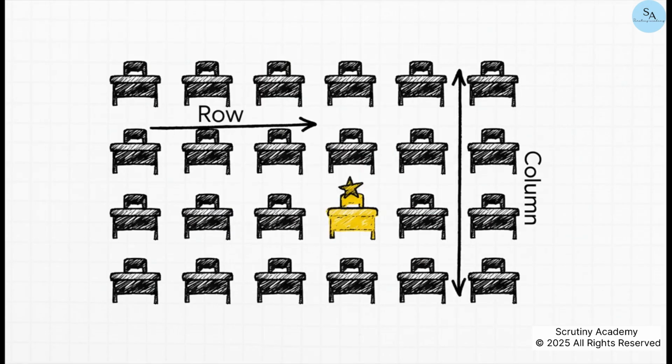Exactly. It's just like finding your seat in a classroom or a movie theater. You don't just get a row, you also need a column or a seat number. Row 3, seat 4. That leads you to one and only one chair. This simple idea, using 2 reference points, is the bedrock for everything we're about to do.